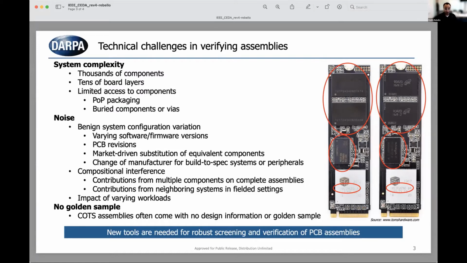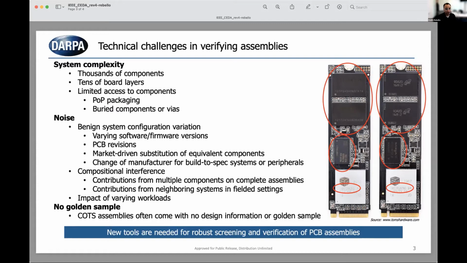A big one is complexity. A server motherboard has thousands of components on it. Advanced boards these days have 10 plus different layers. We're using advanced technologies now when it comes to packaging and the development of our circuit boards. So we have package on package technology, and we have buried components, we have buried vias. These make it very challenging for us to actually access the circuitry to test it.